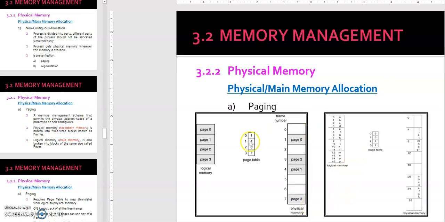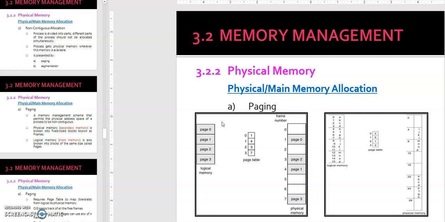This is an example of how the process is broken into several pages. When I say logical memory, it refers to the CPU, and page table refers to the main memory, and frame number here is all referring to physical memory. So physical memory is your hard disk, page table is located inside your RAM or your main memory, and logical memory is your CPU.